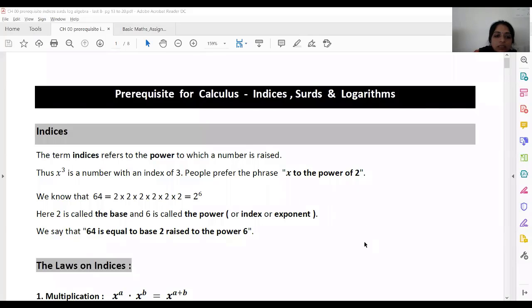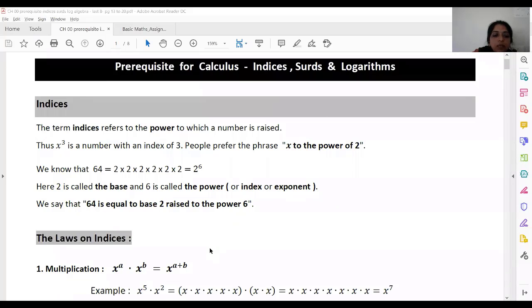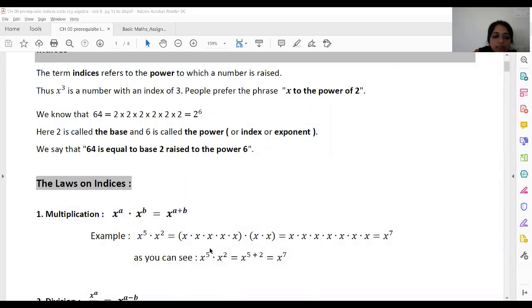Now, 64, which we can represent as 2 into 2 into 2, 6 times. So it is 2 raised to 6. Here 2 is the base and 6 is the power. So 64 is equal to base 2 raised to power 6. Now the laws of indices.